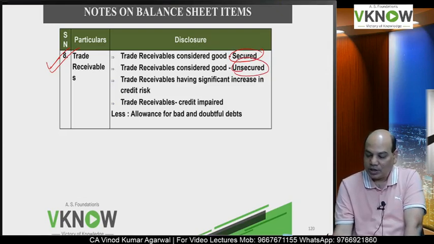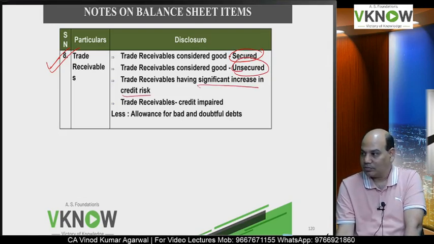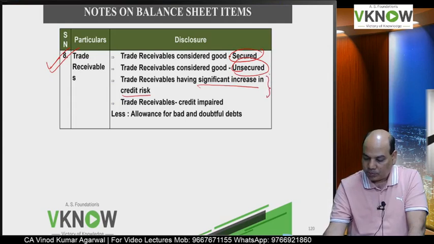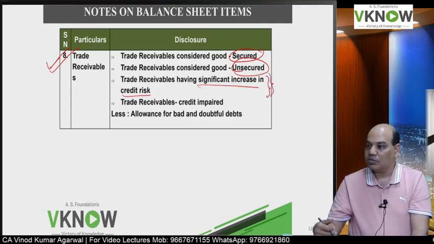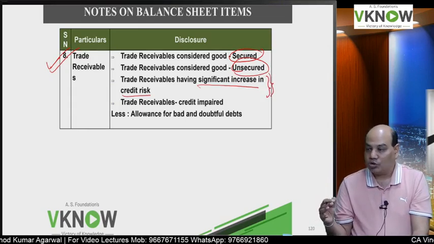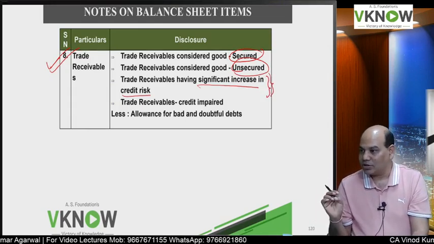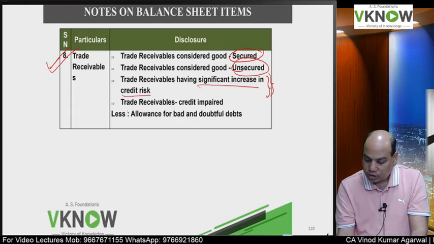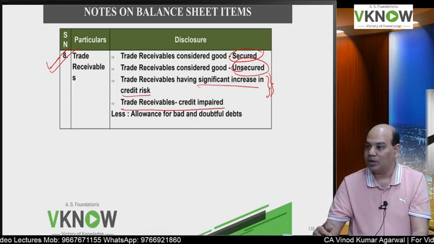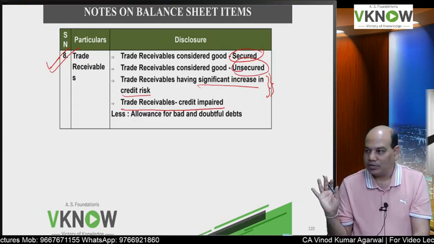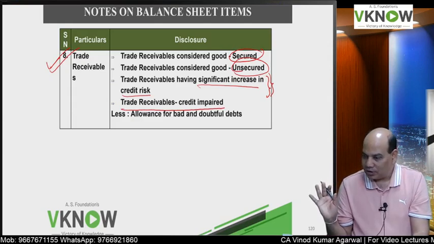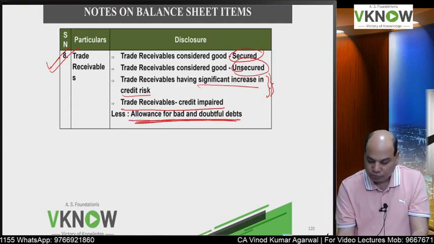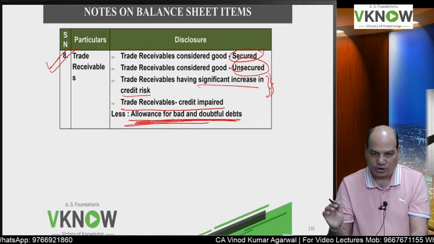Trade receivable having significant increase in credit risk. That means those debtors where risk has gone up. Suppose a customer is not paying for the last 3 months, risk has gone up. If insolvency proceedings have started against a customer, it means risk has gone up. Okay. And those which have become credit impaired means they are bad. Recovery is very difficult. Disclose separately. And any allowance for bad and doubtful debt will be disclosed here only as a deduction.